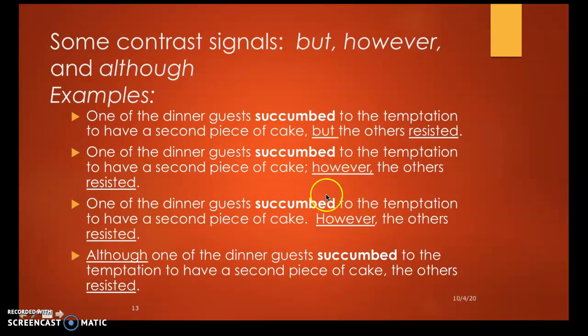And you'll see this in a couple of different ways. Here's but, here's however. It's the same concept here. I just wanted you to see it a few different ways. Although one of the dinner guests succumbed to the temptation to have a second piece of cake, the others resisted, right? So all of these sentences have these contrast clues, these signal words like but, however, although, and they all have a word, resisted, that I know, which can help me to figure out succumbed if I didn't know succumbed.